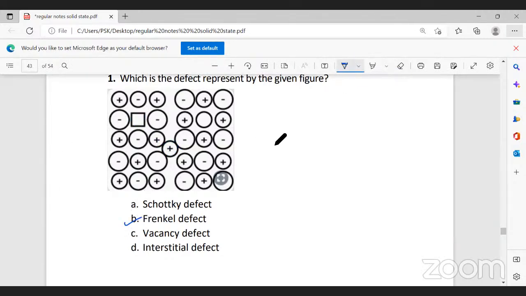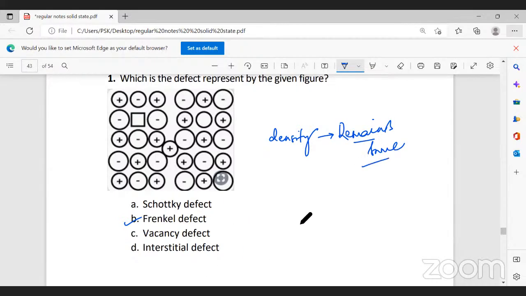Tell me what happens to density in the Frenkel defect. It remains constant, unchanged, because the ion from here has moved here. The volume remains the same, the mass also remains the same. Therefore, density also remains the same.